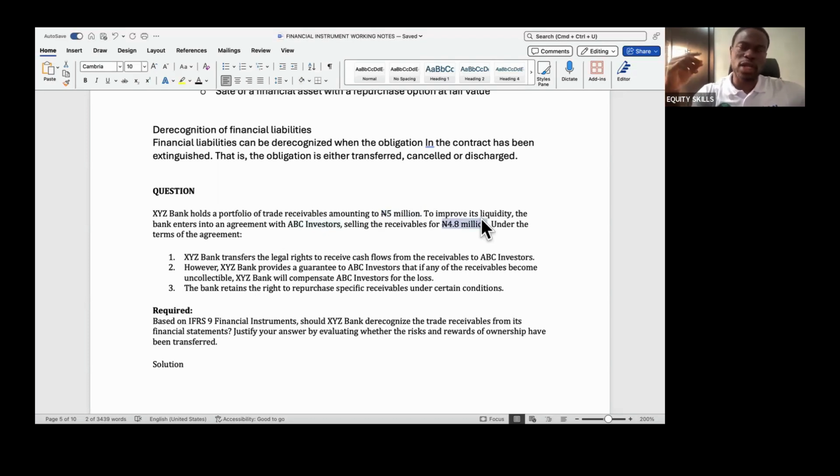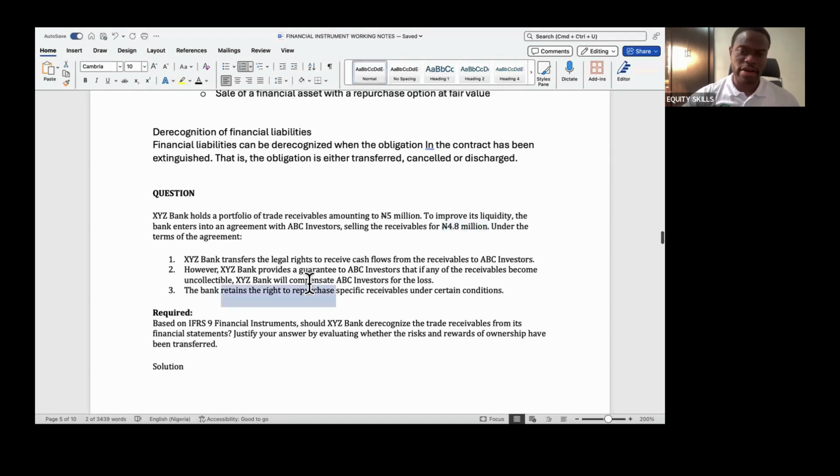So those investors will be making a gain of around 200,000. That's their own gain. Now, this is where the agreement backs up the other transactions. Number one, XYZ Bank transfers the legal rights to receive cash flows from the receivables. Number two, however, XYZ Bank provides a guarantee to ABC investors that if any receivable becomes uncollectible, XYZ Bank will compensate them, and they can retain the right to repurchase.